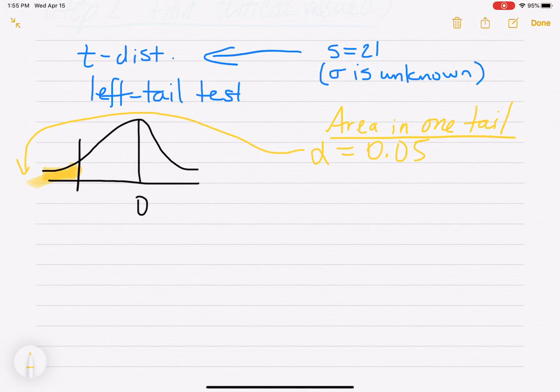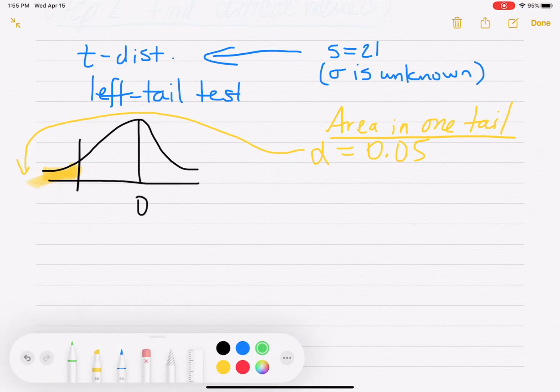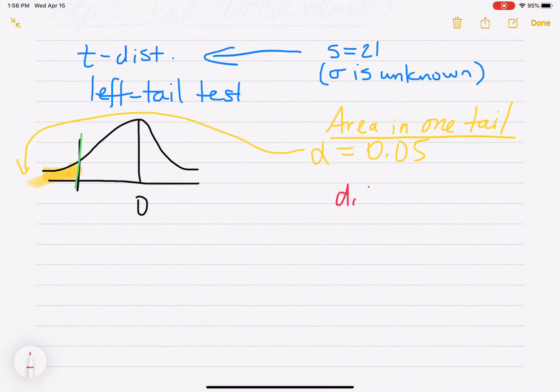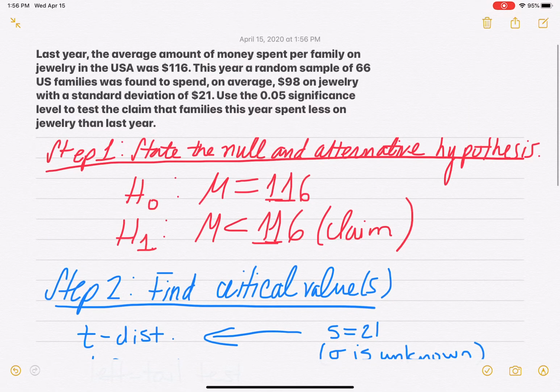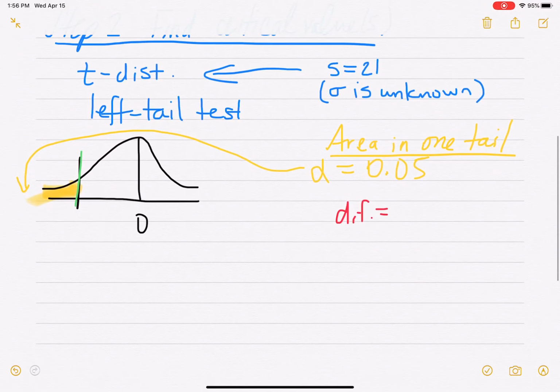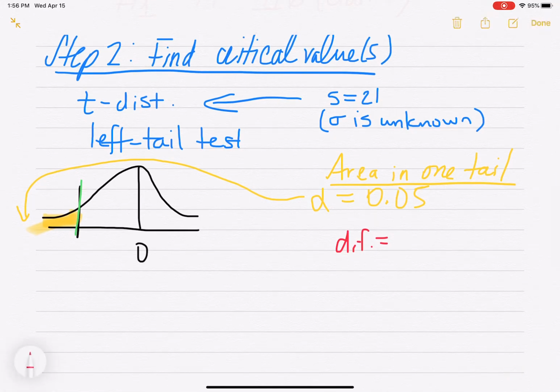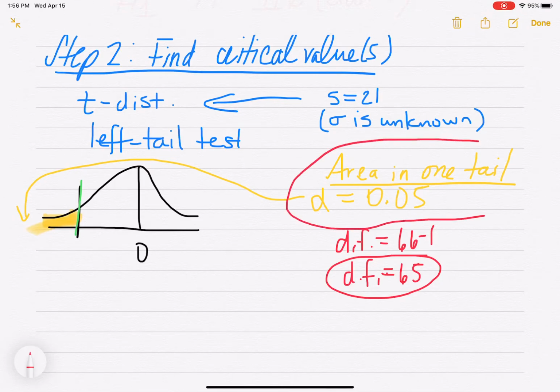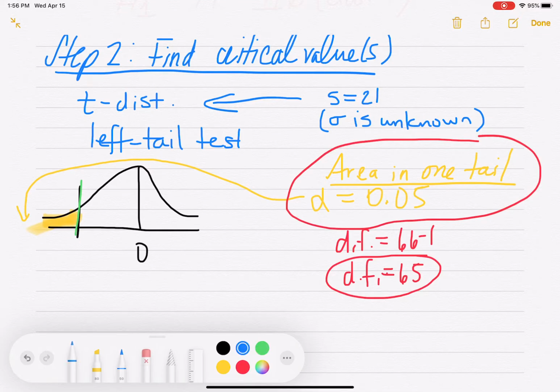So if the area in that left tail is 0.05, what about degrees of freedom? Let's call it DF for short. Well, to find degrees of freedom, you're going to take the sample size here, which is 66, and subtract 1. So your degrees of freedom are going to be 65. So take degrees of freedom with area in one tail, and that's going to give me my critical value back here.